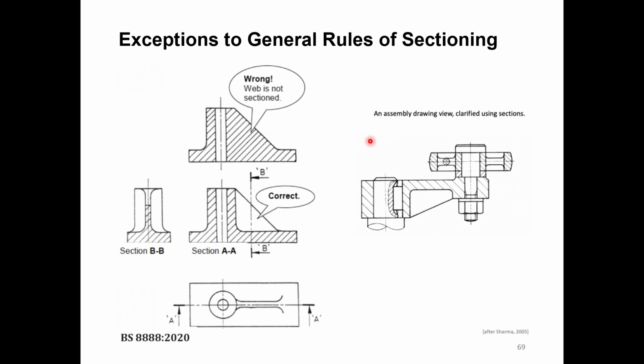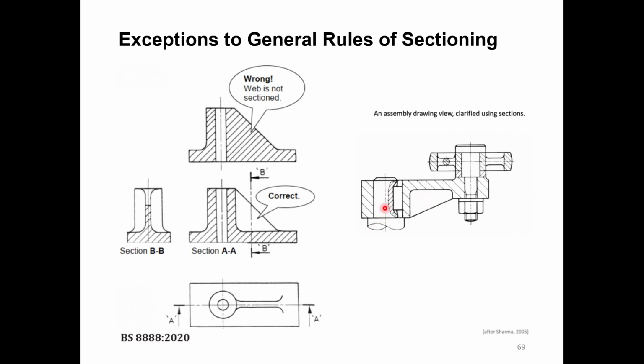As we said earlier, sections show the details of assembly drawings and make them clearer. For example, here we have a pulley, and this pulley is assembled together with this bracket using the bolt, the washer and the nut, and there is one shaft here assembled with this key. When you cut across this, because the cutting plane is parallel to the web here, we don't section this part.